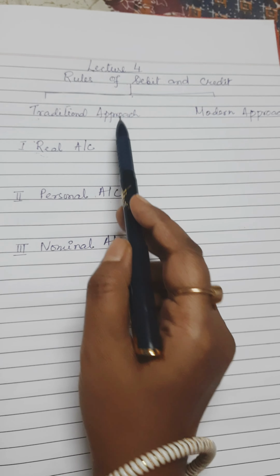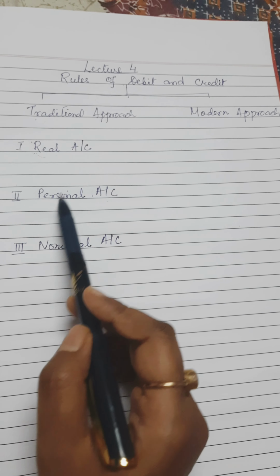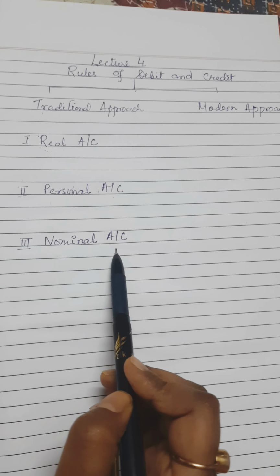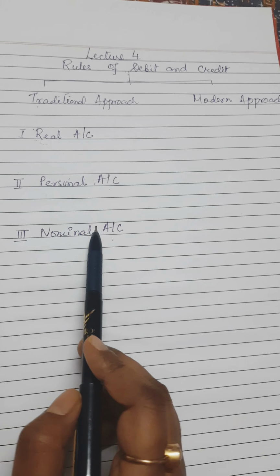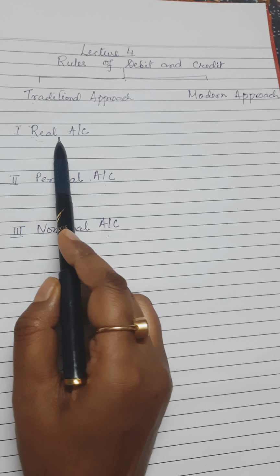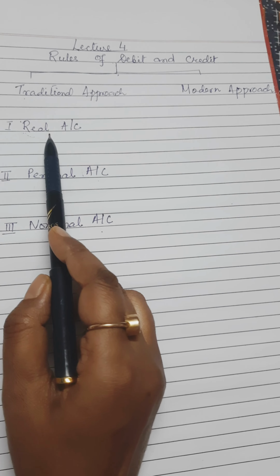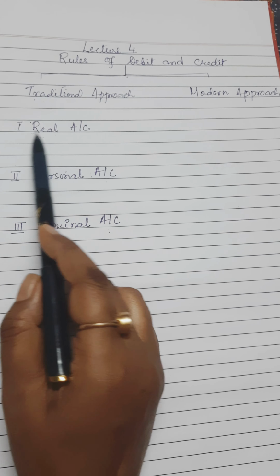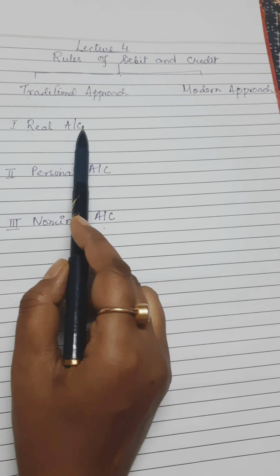In the traditional approach, we have got three different accounts. We have real account, personal account and nominal account. To make it simpler, let me just give you a hint about these accounts. Real account refers to the physical assets like furniture, like buildings, like machine. These are all classified as real accounts.